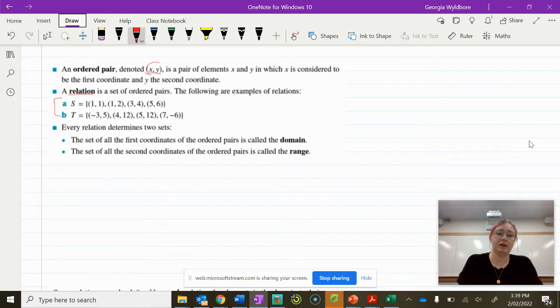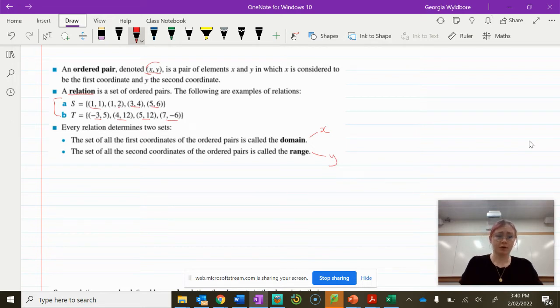The set S is going to be (1, 1), (1, 2), (3, 4), and (5, 6), whereas T is (-3, 5), (4, 12), (5, 12), (7, -6). Every relation, so every set of ordered pairs, gives us two more sets. These are called the domain and the range. The domain is effectively all of the x coordinates, and the range is all the y coordinates. So the domain is the first number of each pair, the range is the second number of each pair.